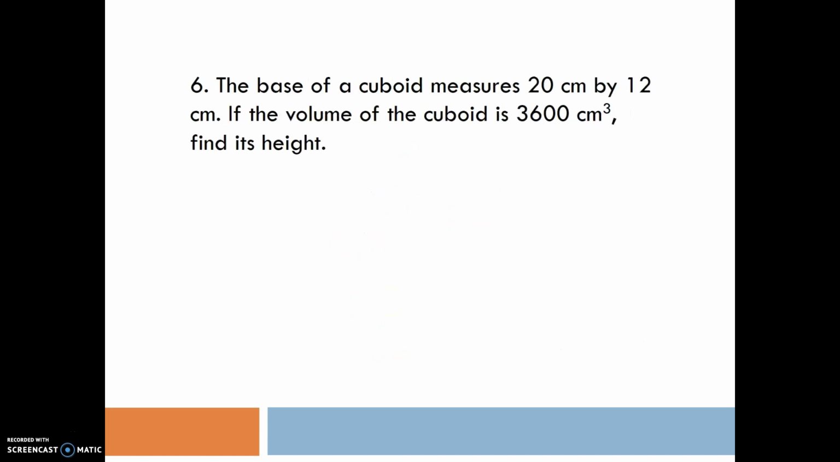Okay, let's do another one. All right, now the base of a cuboid, ooh, this one's harder, measures 20 centimeters by 12 centimeters. If the volume of the cuboid is 3,600 centimeters cubed, find its height. Let's do the same thing. Let's start off with our volume formula, length times width times height, and we're going to plug in numbers. So we've got 3,600. We should probably keep our units there, equals 20 centimeters times 12 centimeters times height in centimeters. Let's go ahead and get rid of the 20 and 12 on this side.